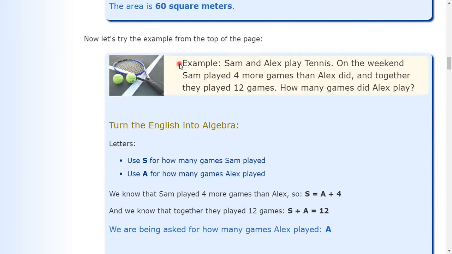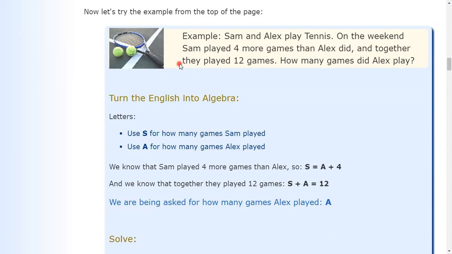Example: Sam and Alex play tennis. On the weekend, Sam played 4 more games than Alex did, and together they played 12 games. How many games did Alex play? Turn English into algebra. Use S for how many games Sam played and A for how many games Alex played. We know that Sam played 4 more games than Alex, so Sam's games equals A plus 4. And we know that together they played 12 games, so S plus A is equal to 12. We are being asked for how many games Alex played, which is A.